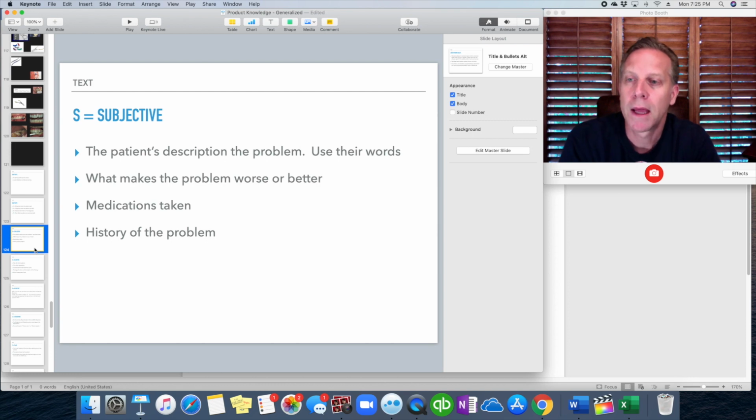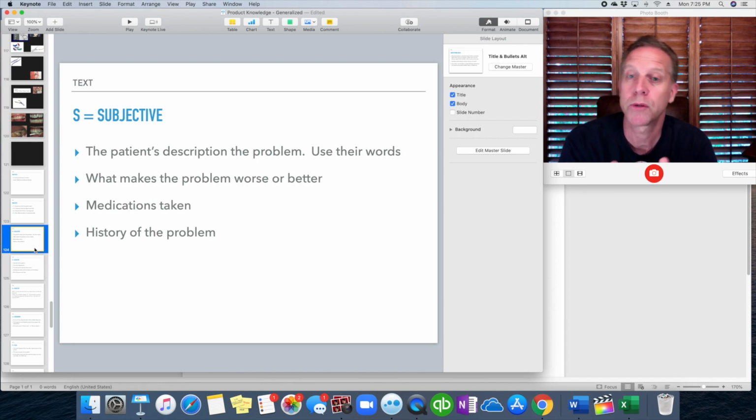S, subjective. It's the patient's description of the problem. We're going to use, like I said, their own words, okay? Because how they describe something, we need to be able to put that directly into the chart. We don't want to start trying to interpret what they're saying. We want to say what they said and put that in the chart.